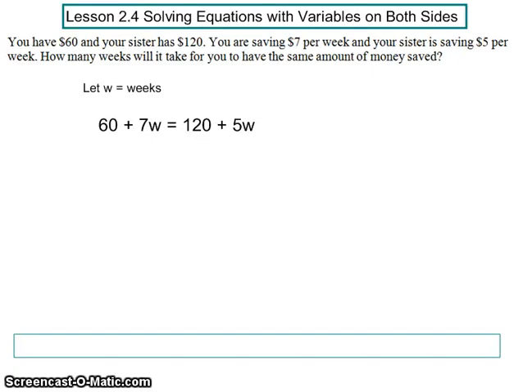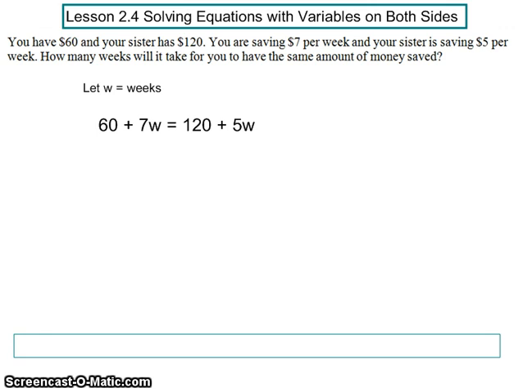You've explored how to construct equations and then deconstruct equations or solve them. So now let's look at equations with variables on both sides. Let's look at a problem in context, or an application problem, to help us explore this. You have $60 and your sister has $120. You are saving $7 per week and your sister is saving $5 per week. How many weeks will it take for you to have the same amount of money saved?